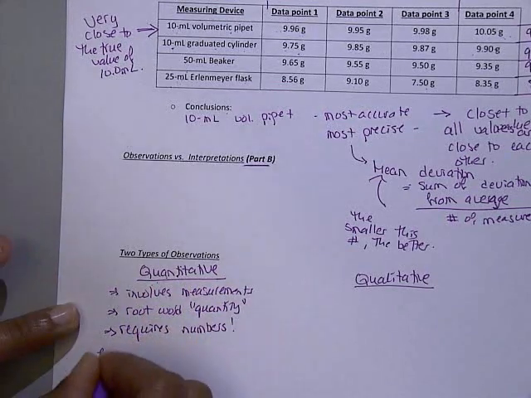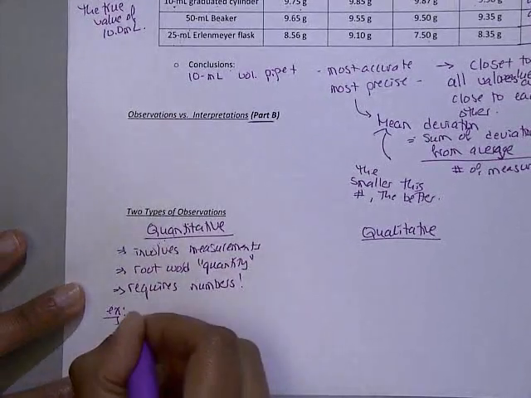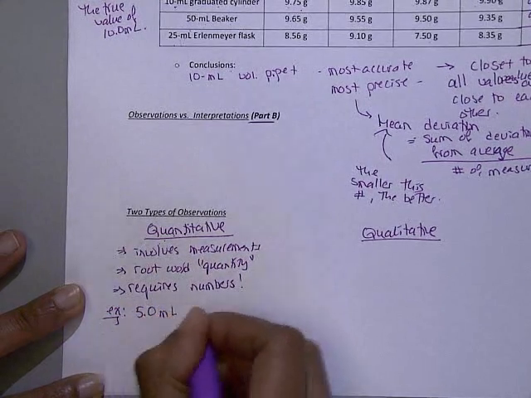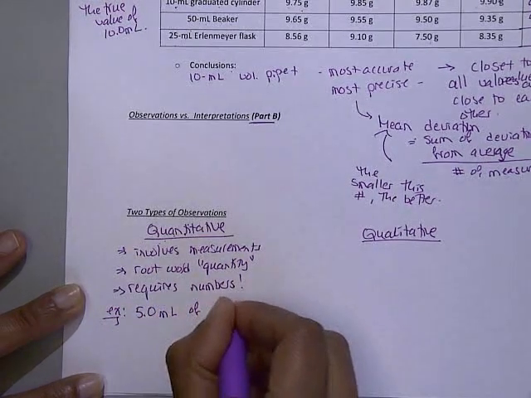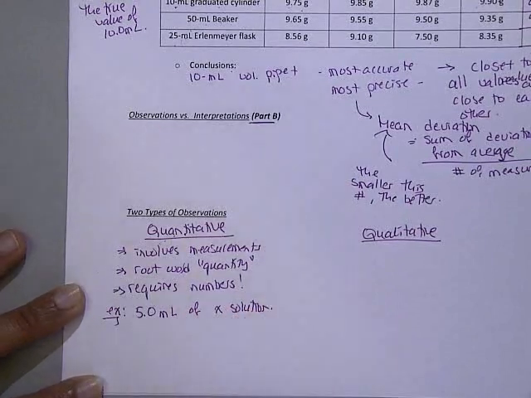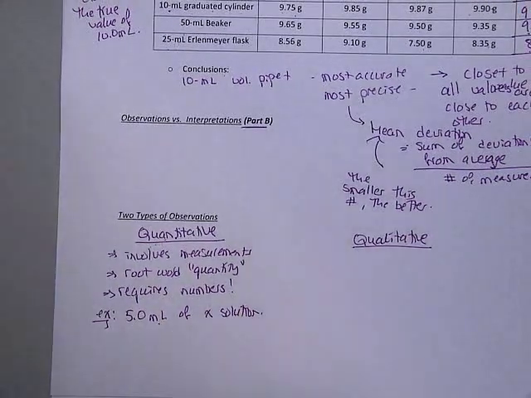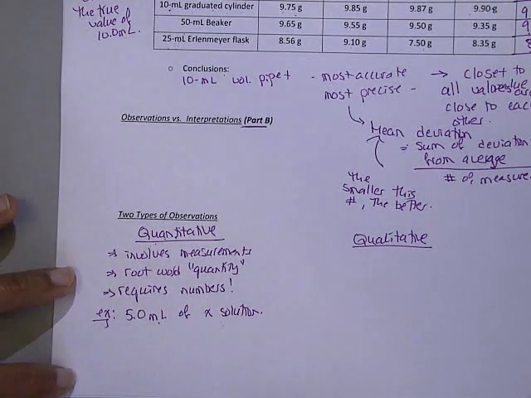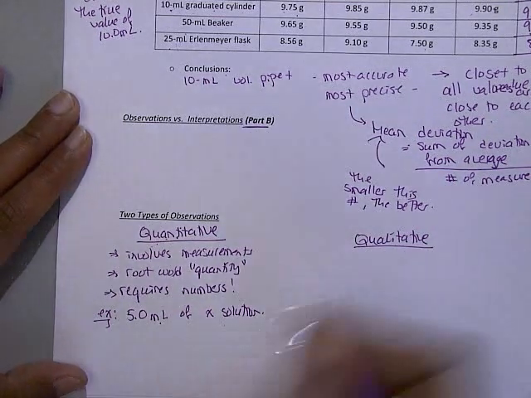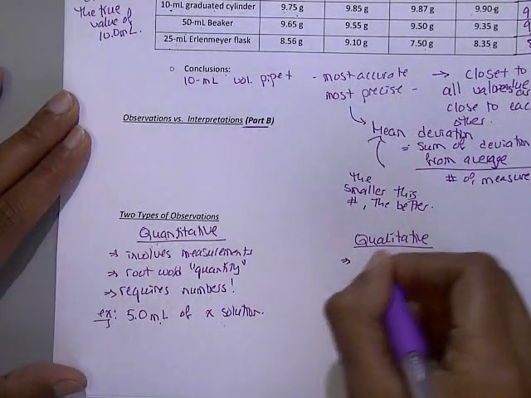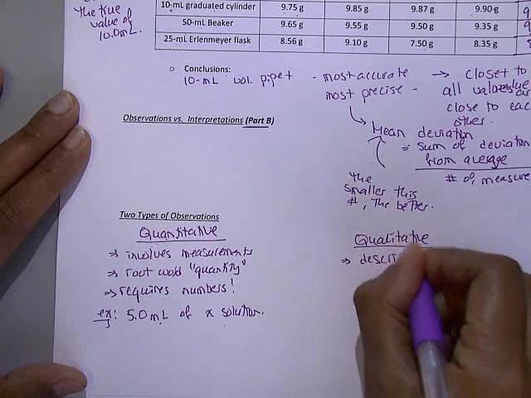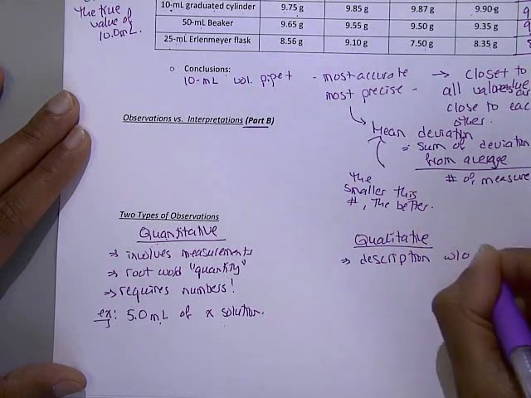Okay, so an example of a quantitative observation that you would have to make, for example, 5.0 milliliters of X solution. So whatever solution it is that you're working with. It doesn't have to be a solution, it could be grams. You're actually working with a solid in part B of experiment 1, so you're going to be writing the amount of solid weighed, the actual amount that is displayed on your balance, and the name of what you weighed. Qualitative observations are an observation or description without measurement.